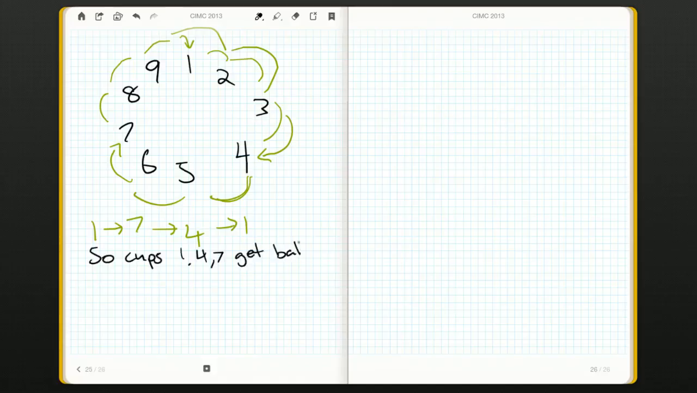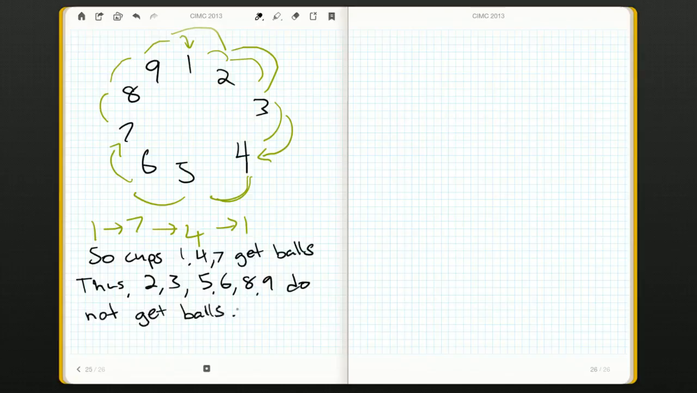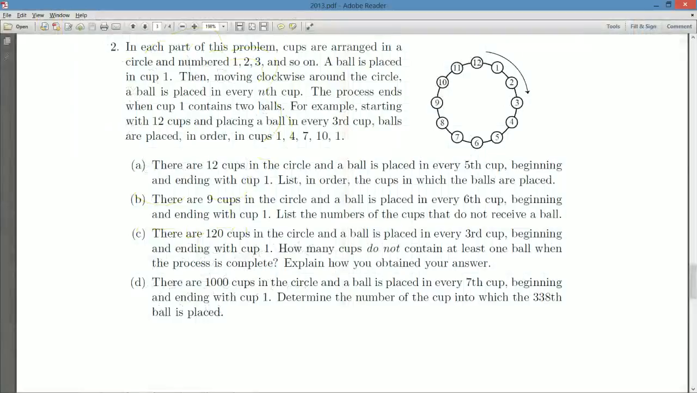So these are the ones that get balls. I think we were asked which ones don't get balls. So 2, 4, 5, 6, 8, and 9. Yeah. So check here. List the numbers of the cups that do not receive a ball. Okay, exactly what we were asked to do.